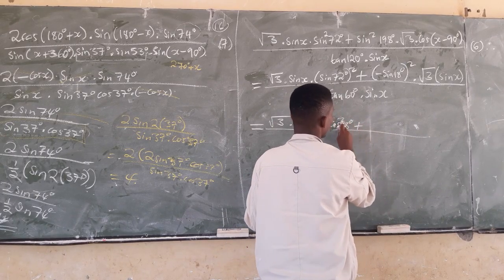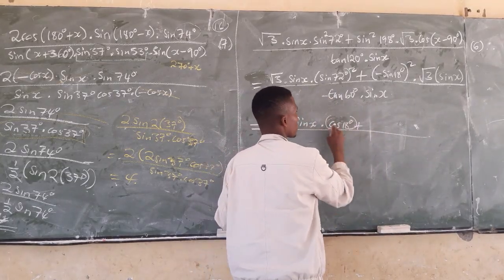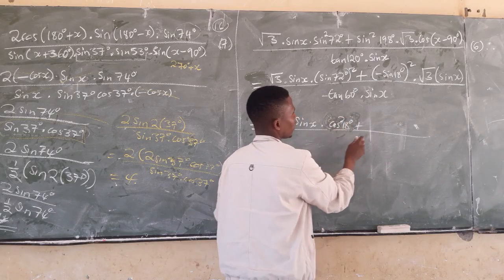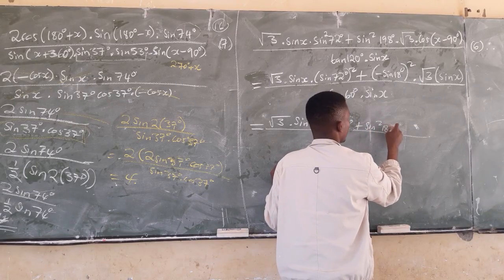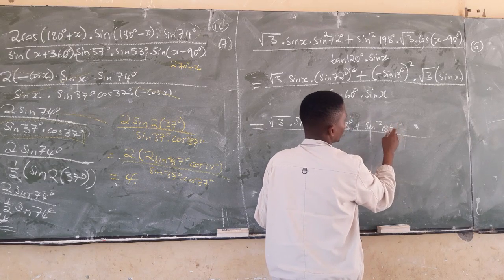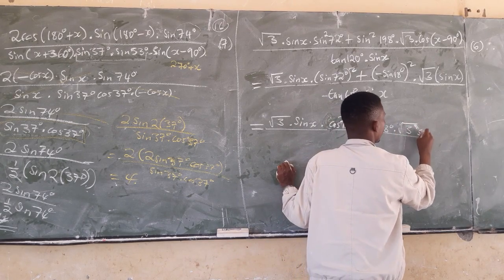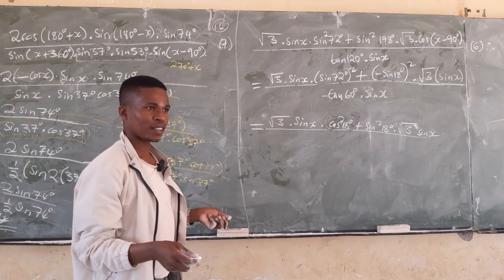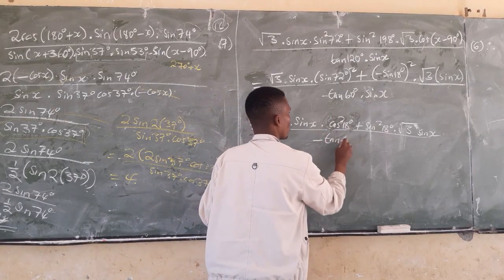Plus another square again. Now here, normally we do relate something like this again, but let's just do this one. And then that will be positive sine squared 18 degrees. Multiply by square root of 3 sine x. Can you see that one? Yes, I like this one. What is this one? Negative tan of 60 degrees.